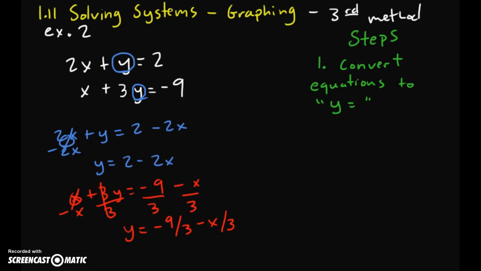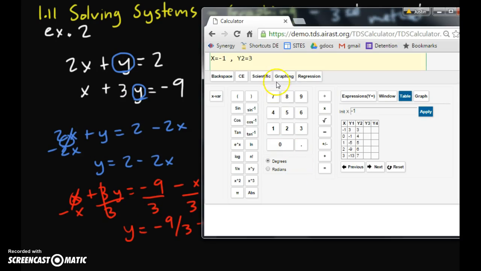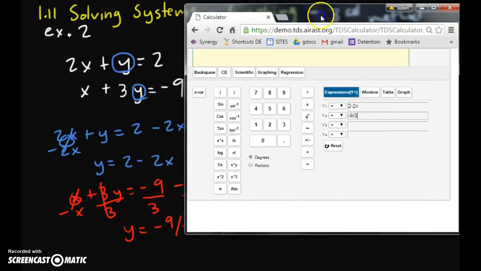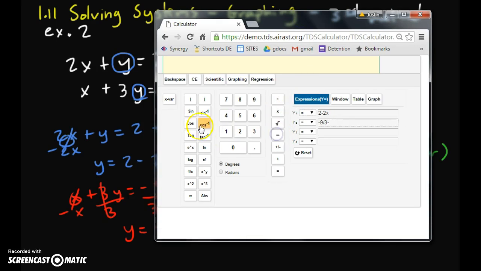Now the second step here is to graph using the calculator. I'm going to pull up the calculator and go back to graphing. I'm going to hit the expressions and reset everything, and now I'm going to type in the first one: y equals 2 minus 2x. For the second one, we've got -9 divided by 3, minus x divided by 3. They're both in. We're going to hit graph.